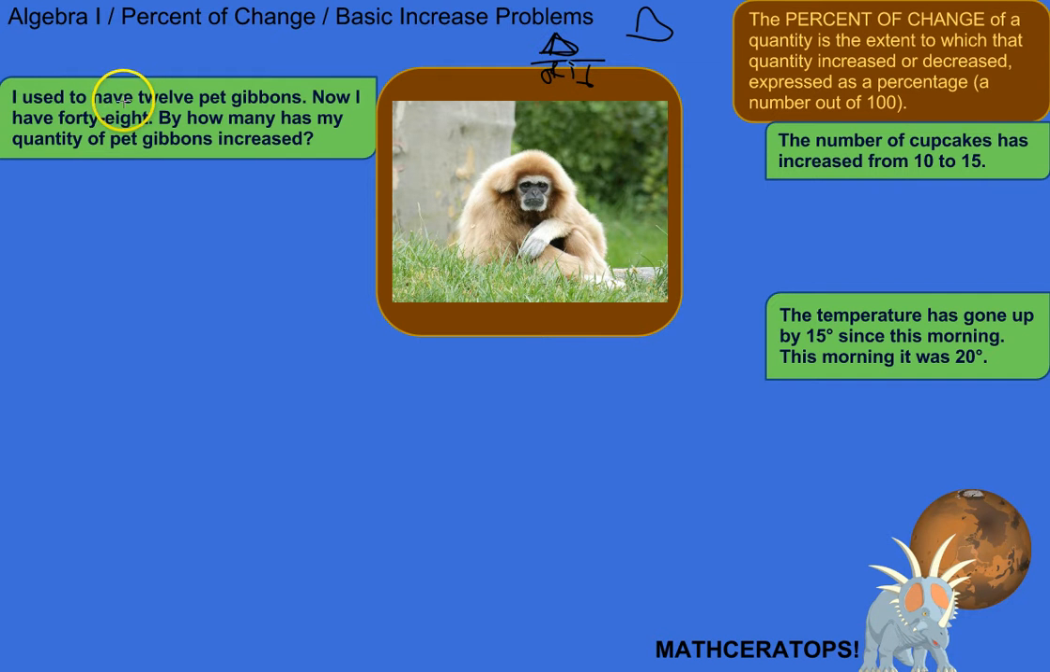So, I used to have 12 pet gibbons. Now I have 48. So what's my change? By how many has the number changed? 48 minus 12 is 36. So my number of pet gibbons has gone up by 36. That's my change, that's delta. Well, what's the original number? I used to have 12 pet gibbons. So I should do 36 divided by 12.